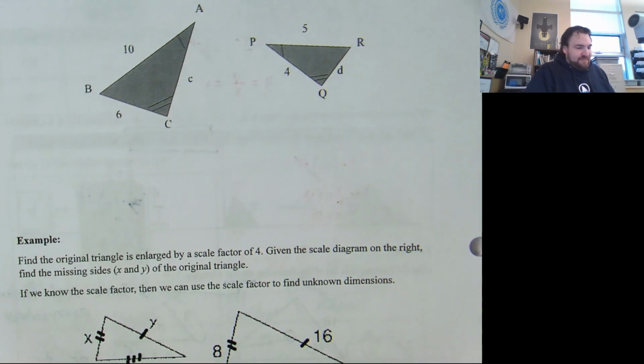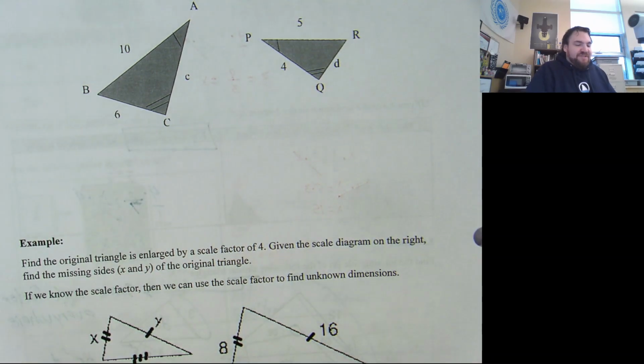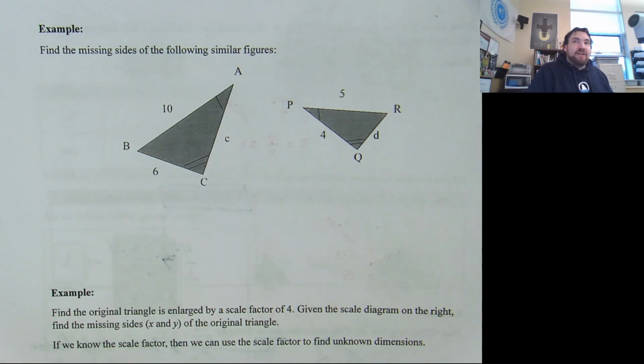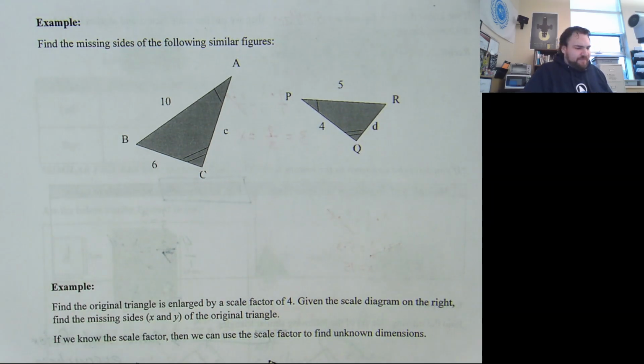I'll do 2 more examples and call it a day. Let's find the missing sides of the following similar figures.